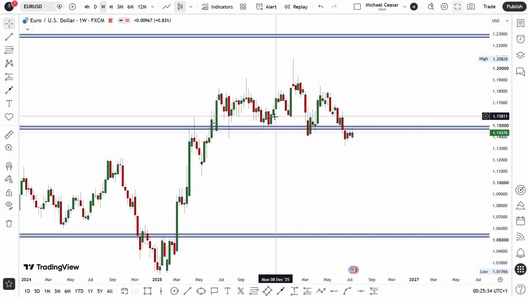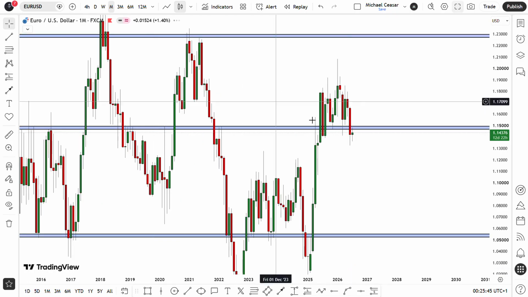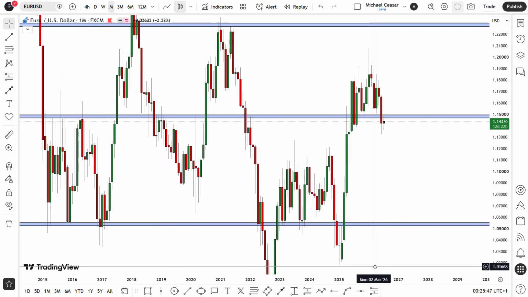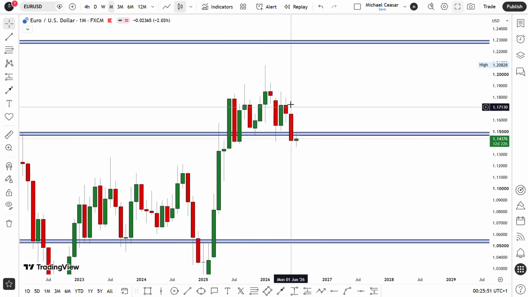So this is the neckline, which also acts as the previous low, and this is the reversal chart pattern. If I go to the monthly time frame, I can see a head and shoulders pattern in this region. I can see a shoulder, a head, and a shoulder here. And the market has given me a monthly candle close beneath, and that's the confirmation we need for our direction.